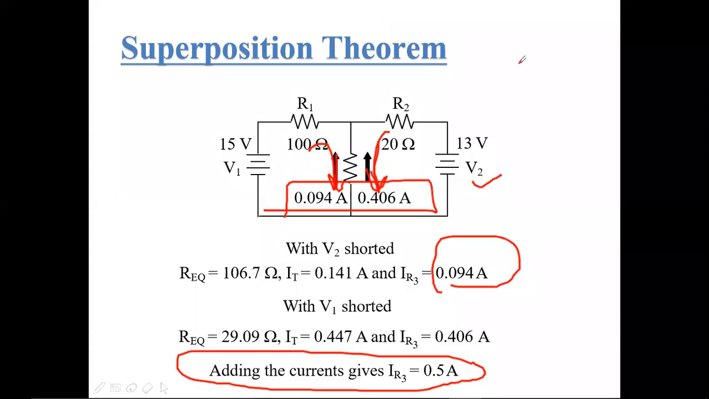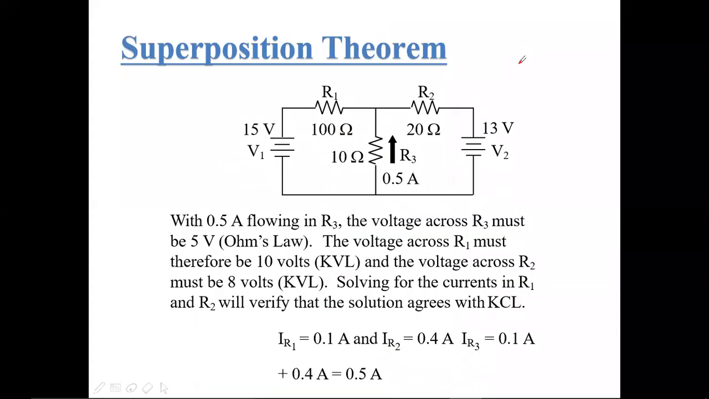But here you need to understand a few lines. With 0.5 amps flowing in R3, the voltage across R3 must be 5 volts, right? How does the 5 volts come into the picture? V3, the voltage drop across R3, is nothing but current times resistance. 10 into 0.5, then 5 volts will appear across this R3 resistor. That is based on Ohm's law.